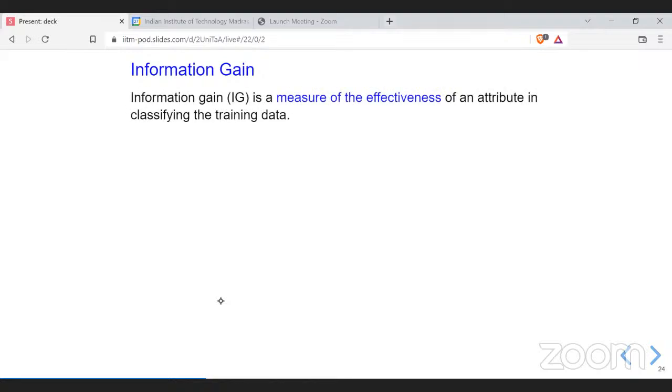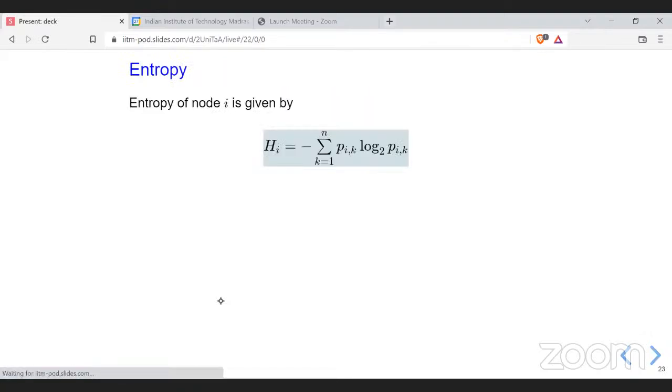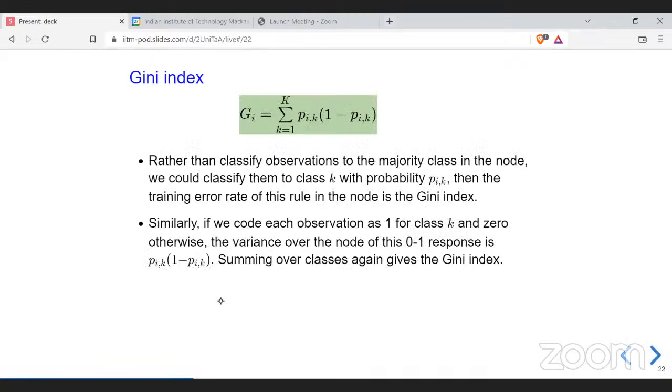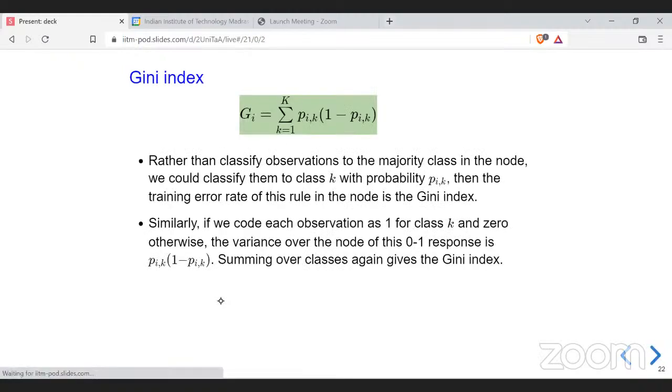So these are two measures to find out which feature to use for splitting, either Gini index or entropy. We'll check for which feature the Gini index is lowest or the entropy is lowest. We will use that feature to split our data set.